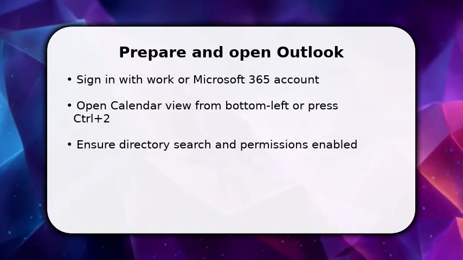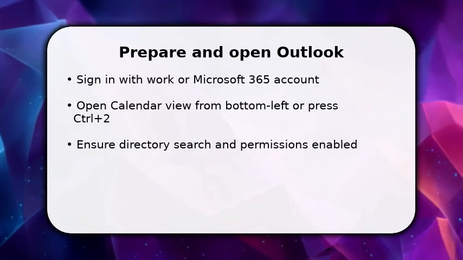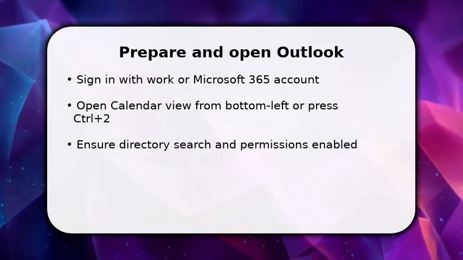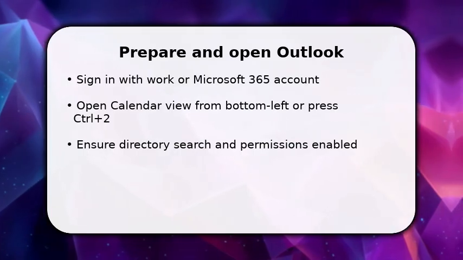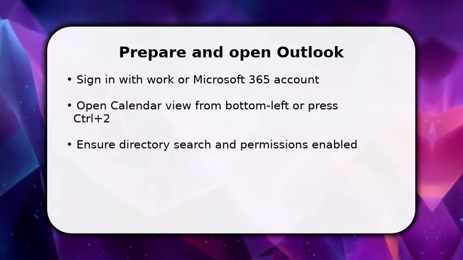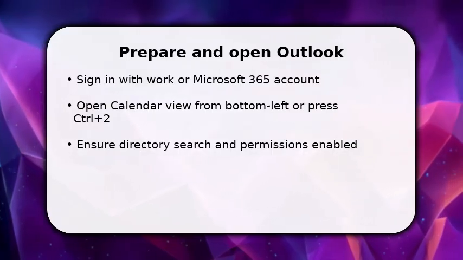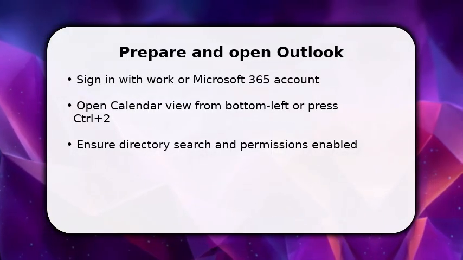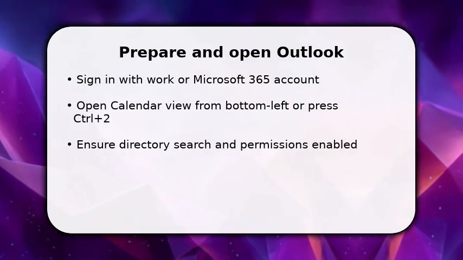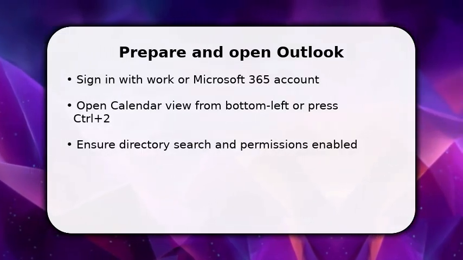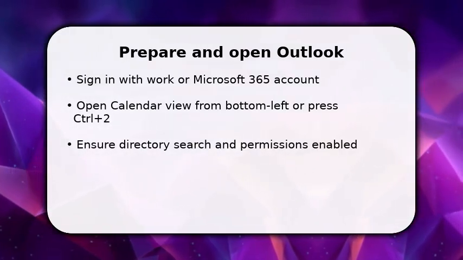You start by signing into the correct Microsoft 365 or Exchange account. This ensures directory visibility and permission checks work. Once signed in, open Outlook and go straight to Calendar View or press Ctrl+2 to save time. Make sure your account is connected to the organization directory and that offline mode is off. This prevents missing people in search.